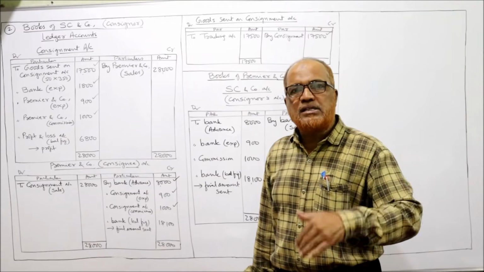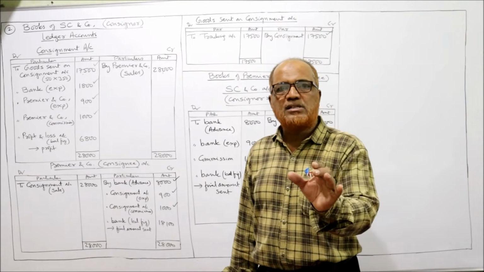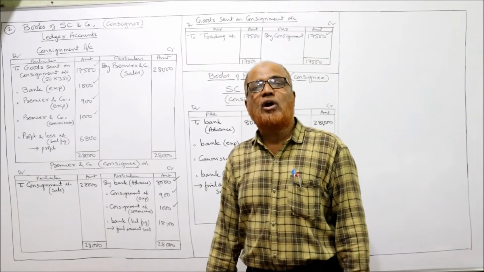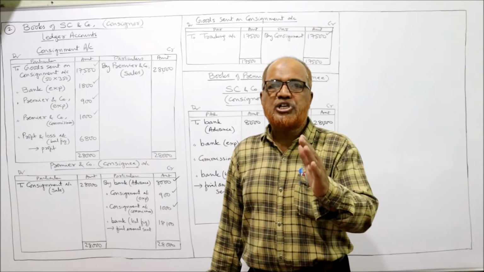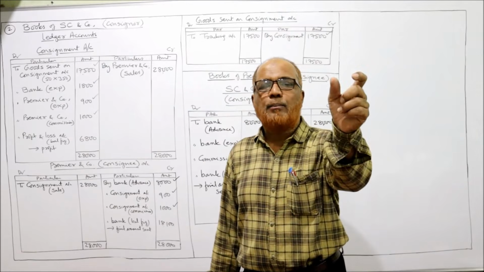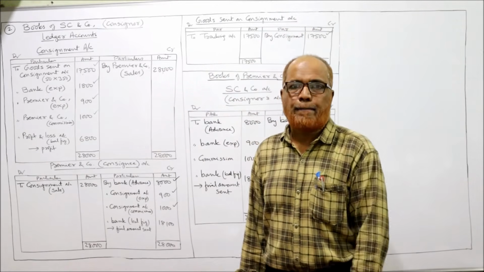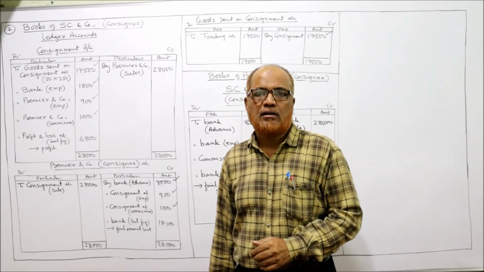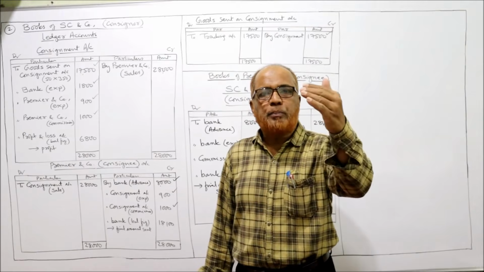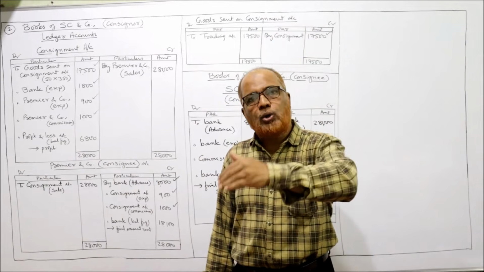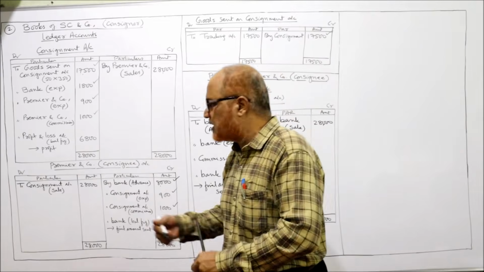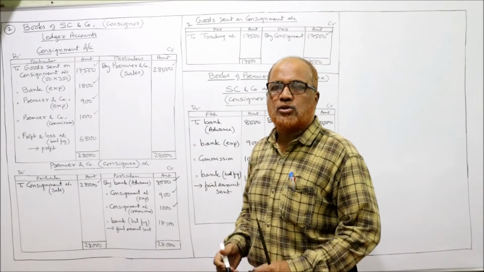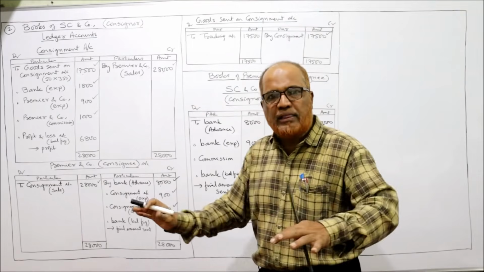Now final amount is received from the consignee. How to find out the final amount? Sale proceeds. We have not passed the entry for sale proceeds. Sale proceeds entry is Premier and Company account debit to consignment. Consignment account is credited for sale. So Premier and Company is debited 28,000 and consignment account is credited 28,000 by Premier and Company sale. All the entries are over.